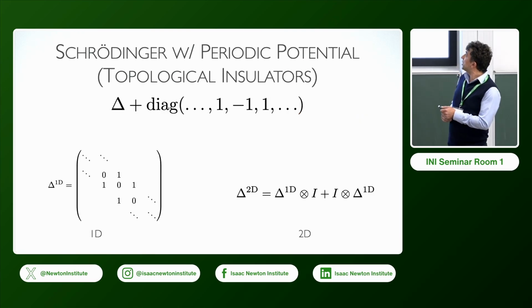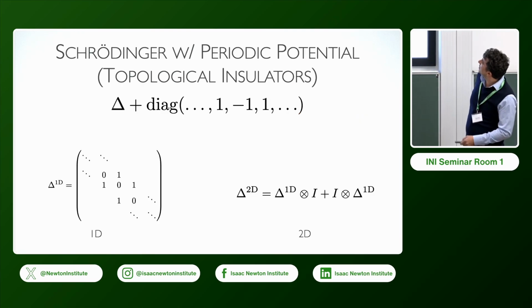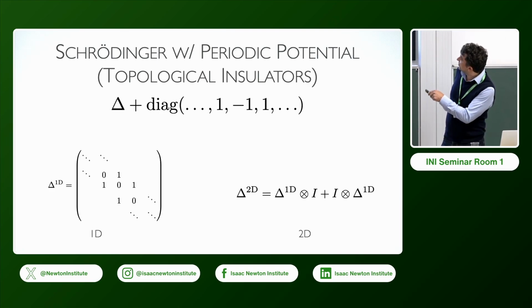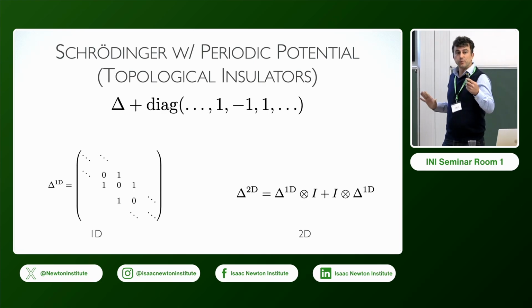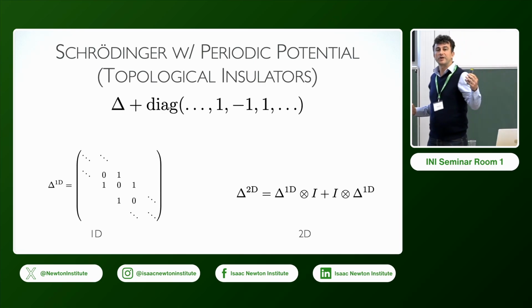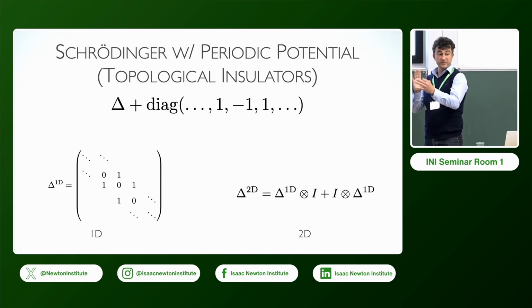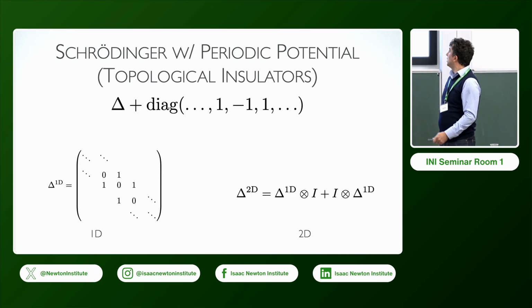But if we do something a bit more complicated, let's, for example, think of a Schrodinger operator with periodic potential. So we're taking the discrete Laplacian, adding plus or minus 1 on the diagonal. This is a Bloch-Laurent operator. We can reorder things so it's block Toeplitz. So this is a block Toeplitz operator.